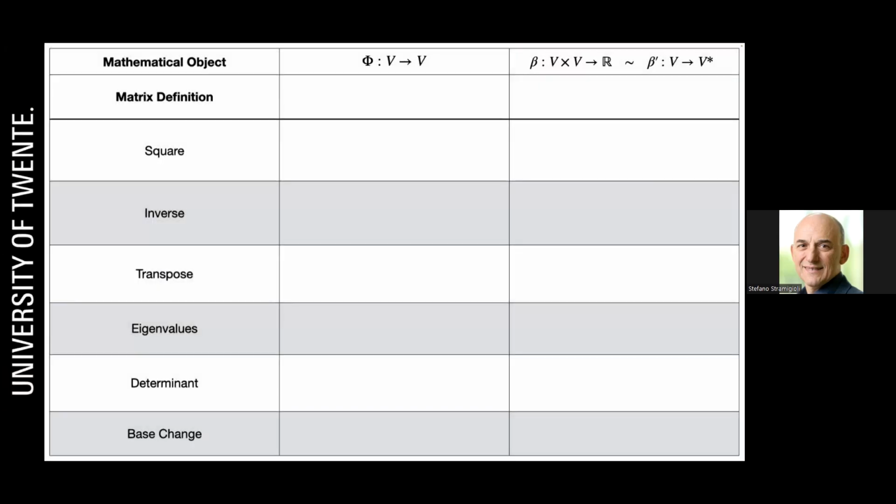The point is that these are both matrices, but they represent different objects. The one on the left is a linear operator, so it maps an element in a vector space to an element of the same space. The one on the right is a quadratic form. You can see it as a quadratic form, or you can see it as a linear map that maps a vector to a covector.